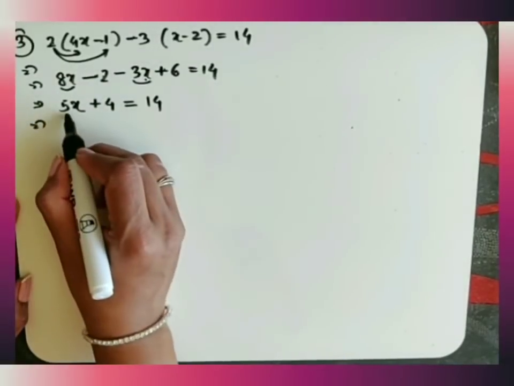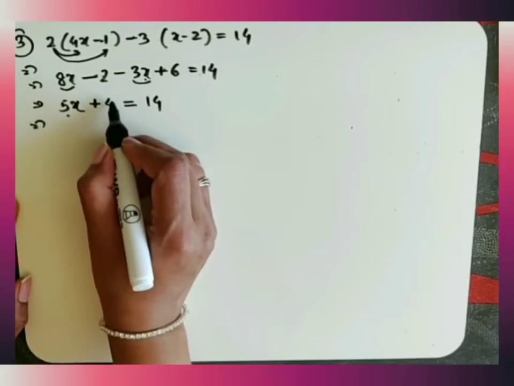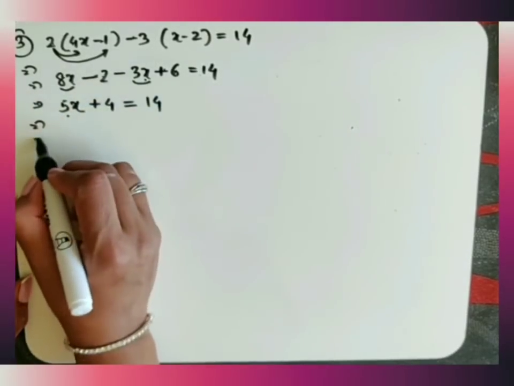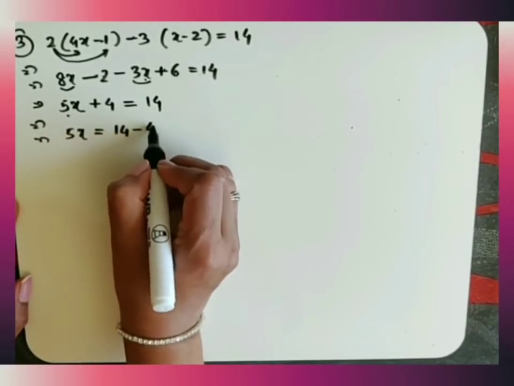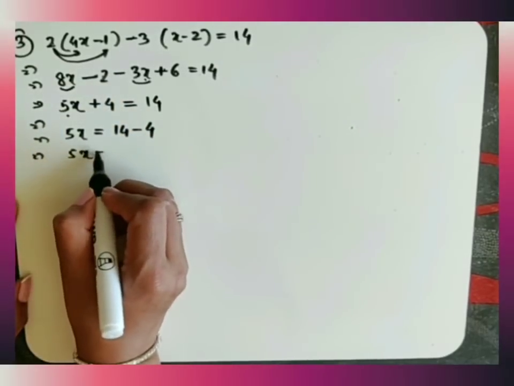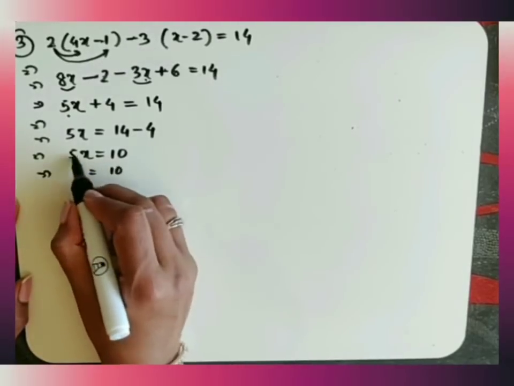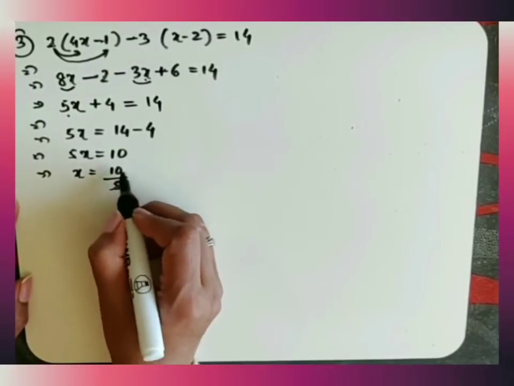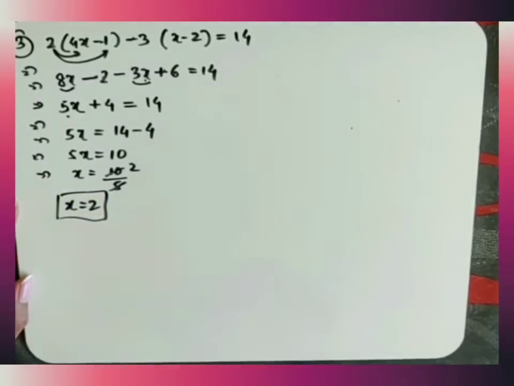Now 5x is the only x term here and this is a constant term. It has no x term. So bring this 4 to this side. So this will be 5x equal to 14 minus 4. This plus 4 will become minus 4. So 5x equal to 10 and x equal to 10, and this will go underneath 5. So x equal to 2. This way we solve the linear equations. Now take one more question here.